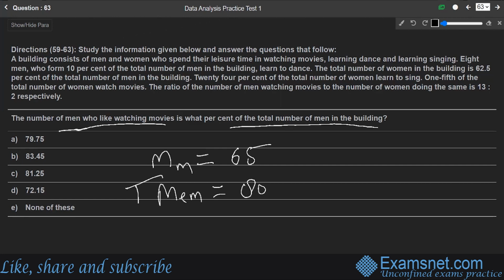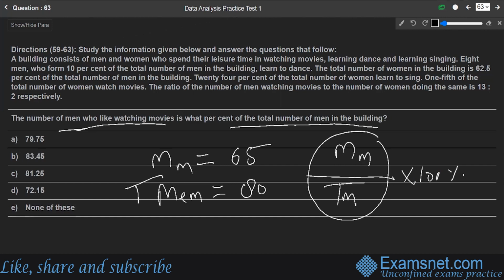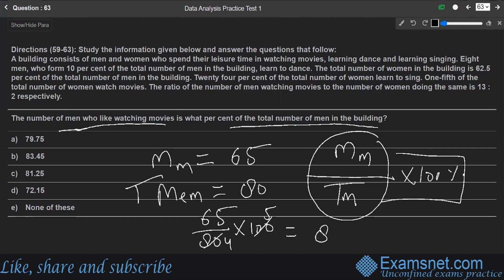Now the question is, the number of men who like watching movies is what percent of the total number of men, and this is how we calculate it. Movie men divided by total men multiplied by 100%. So let's put in the values. It's going to be 65 by 80 into 100%. If we solve this further, dividing by 4 and by 5, 65 by 4 into 5, which exactly comes out to be 81.25. So that becomes the right answer, 81.25%, available in option number C.